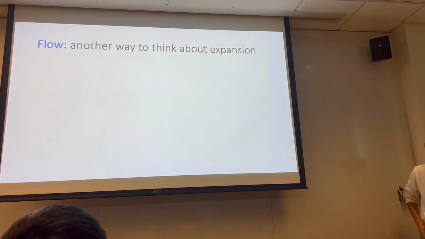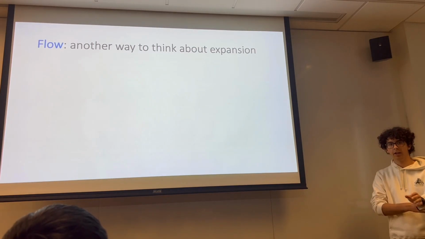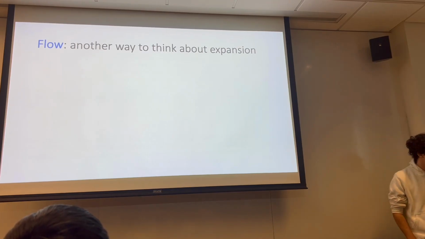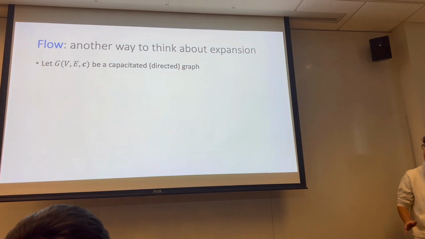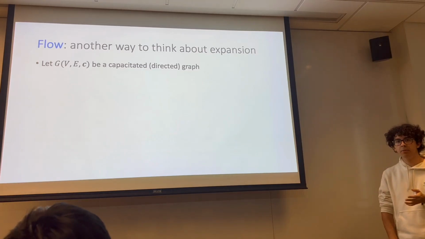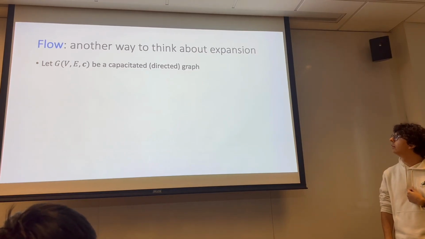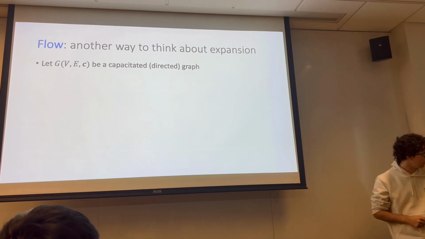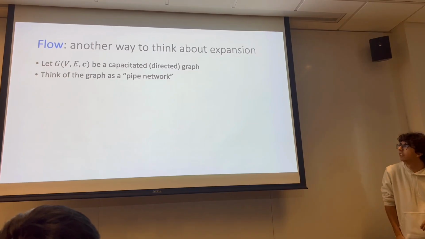Okay, so now I'm going to give another way to think about expanders, which is based on flow. Let me just say a little bit about intuitively what flow is first. For this, we need weights on our edges in the graph. So it's like a capacitated graph. The capacities are weights. And we want to think of the graph as a sort of pipe network.